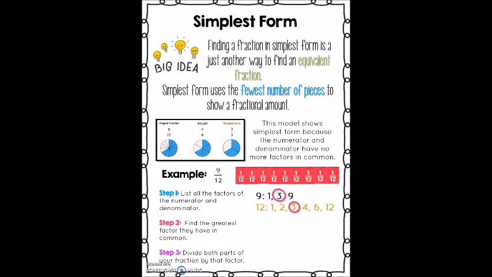Finally, I'll divide both parts of the fraction by that factor. So if I take 9/12, I know I'm making a brand new fraction, and I'm doing that by dividing. So I need to divide both the numerator and the denominator by 3. Since 9 divided by 3 is 3, and 12 divided by 3 is 4, that means that 9/12 in simplest form is 3/4. And if I'm showing this with fraction tiles, that means I'll be able to line up 3 1/4 tiles on top of the 9 1/12 tiles to come up with the exact same amount. Let's take a look at some more practice questions of simplest form together.